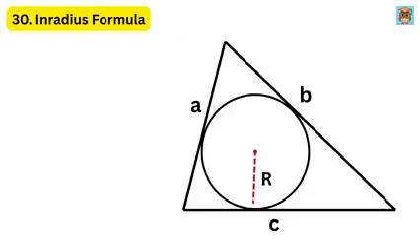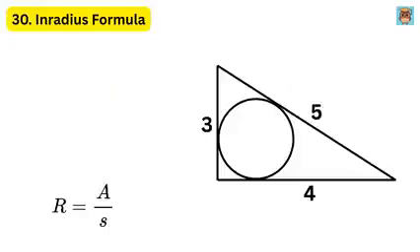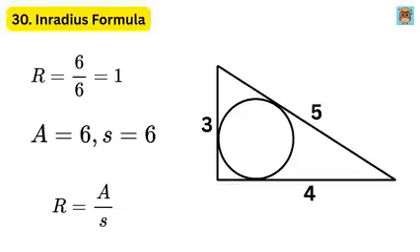30. The inradius formula is for the small circle inside the triangle that touches all 3 sides. The size of that circle, called the inradius r, is the area divided by the semiperimeter. So, if the triangle has an area of 6 and a semiperimeter of 6, then the inradius is 6 divided by 6, which is 1.